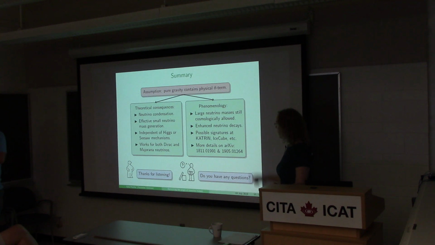So KATRIN can't rule it out because we can't predict whether the mass is 2 electron volt or maybe 0.2 or maybe even lower. KATRIN can just provide a hint in this direction, but the cosmological surveys can rule it out.